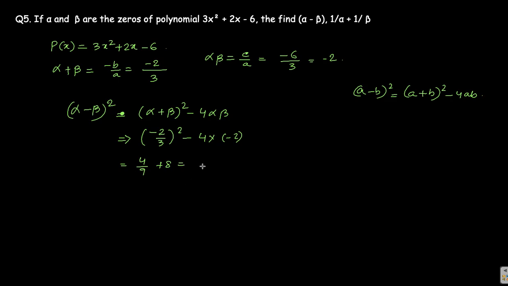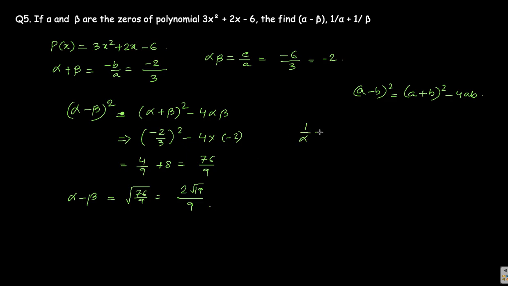It becomes 76 by 9. So alpha minus beta becomes root under 76 by 9, and it is 2 root 19 by 9, which is your alpha minus beta. Now find out 1 by alpha plus 1 by beta.